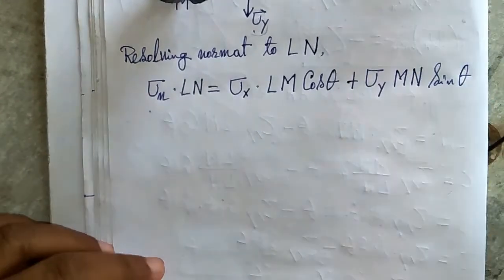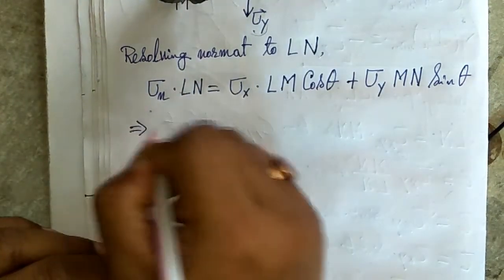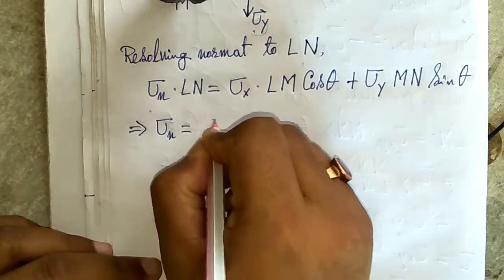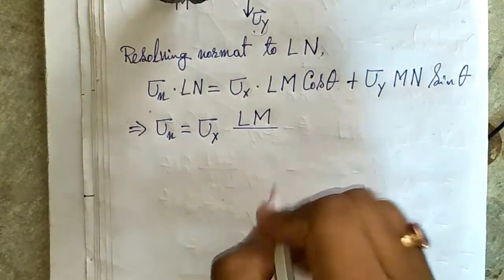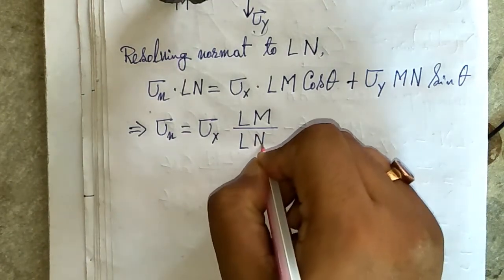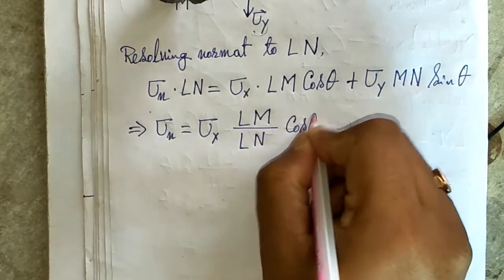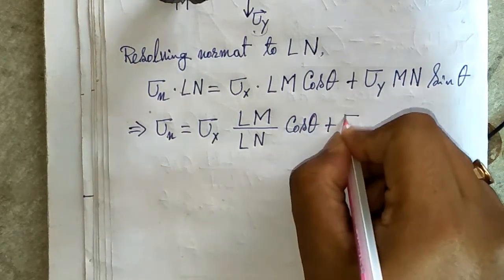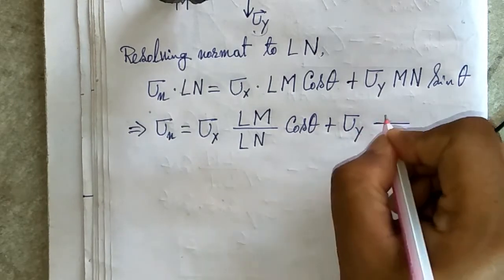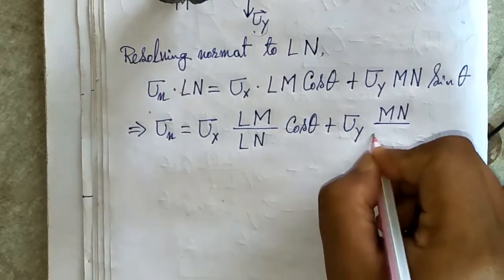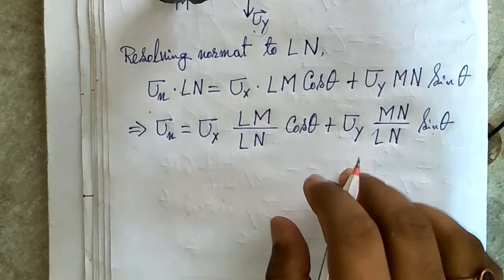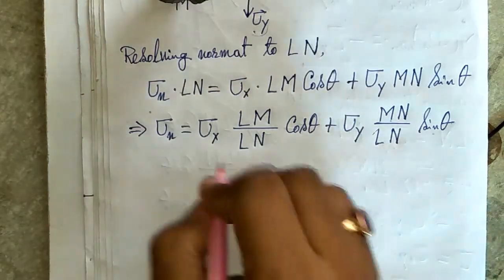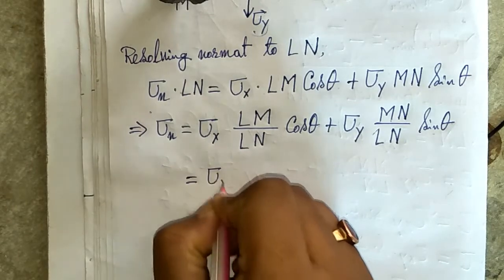So the value of sigma n is equal to sigma x into lm by ln into cos theta plus sigma y into mn by ln into sin theta. So we can write sigma x.